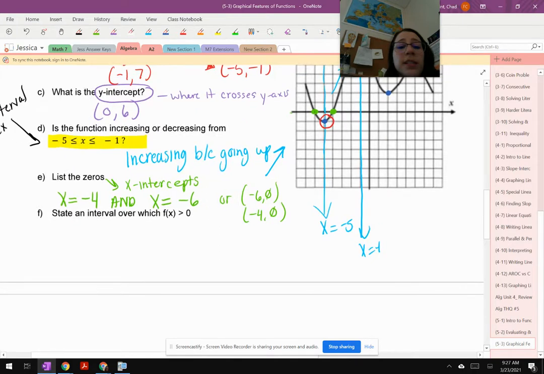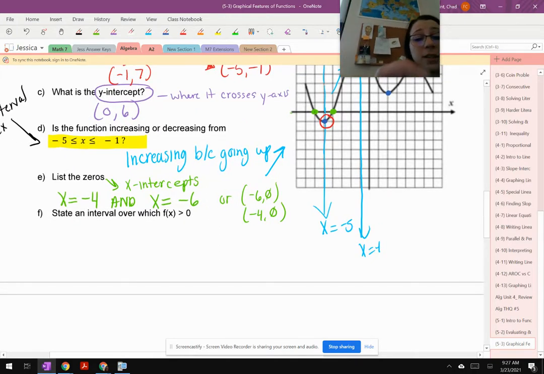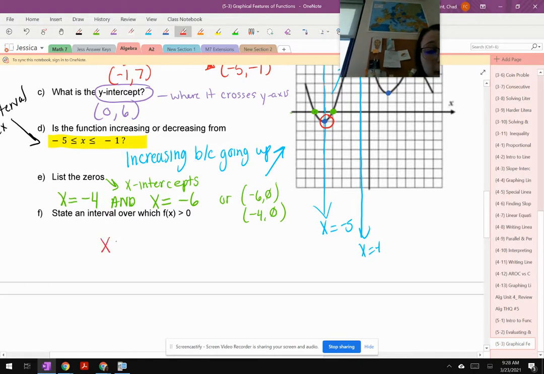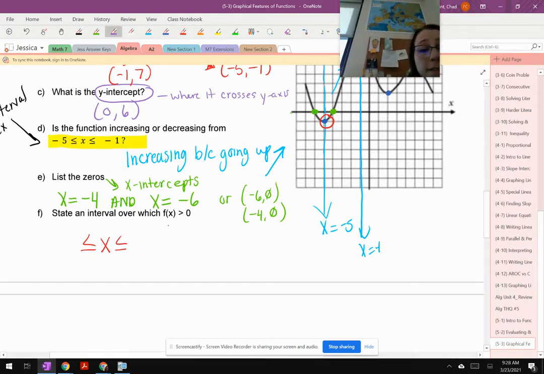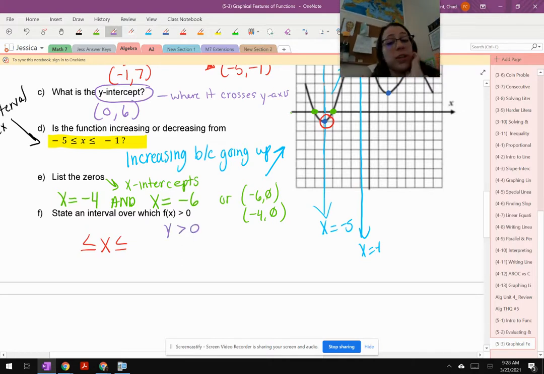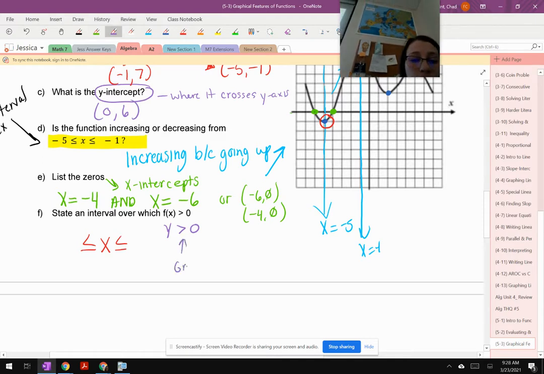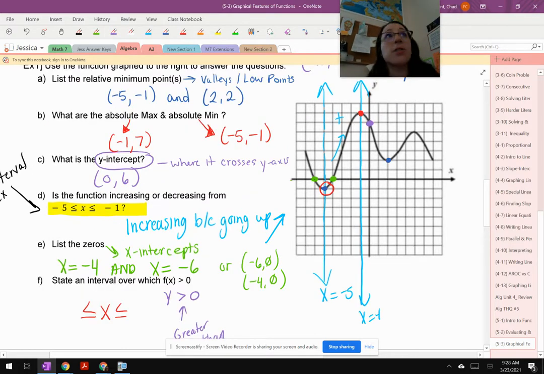And last but not least, here they want us to state an interval. So I'm just going to copy that interval format right from up there. That x is in the middle, keep those less than or equal to's, and then I'm going to fill in with the numbers. State an interval over which f(x) is greater than 0. Remember from our previous notes that f(x) is really just y. So this is asking me where y is greater than 0. If I go to my graph, the y's are greater above this line right here. Anywhere above this line, the y's are greater than 0.